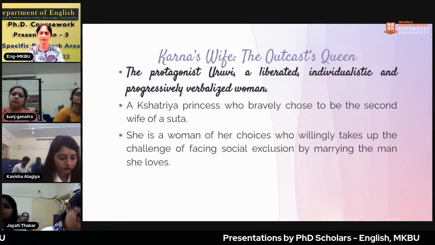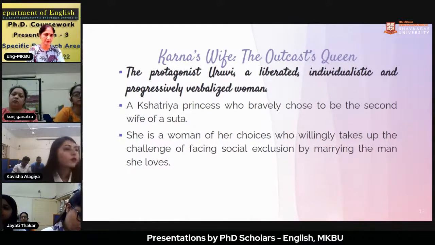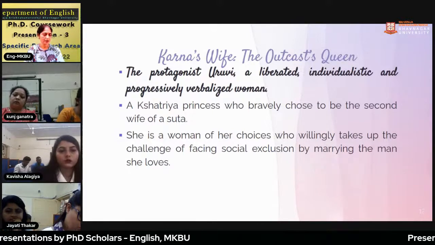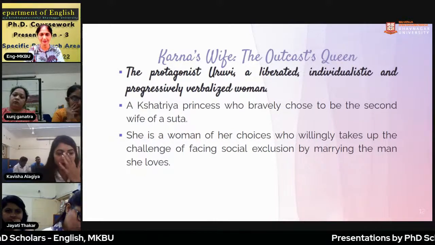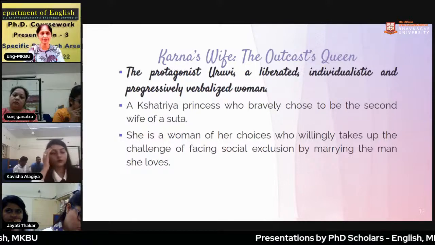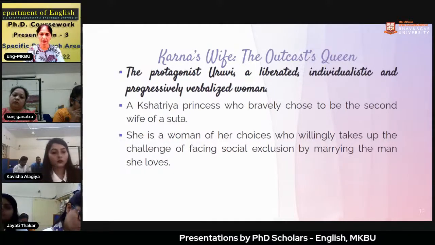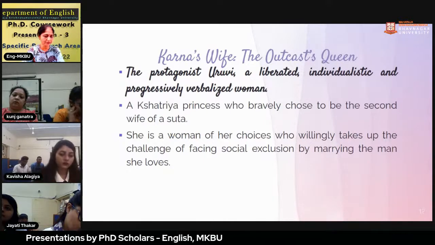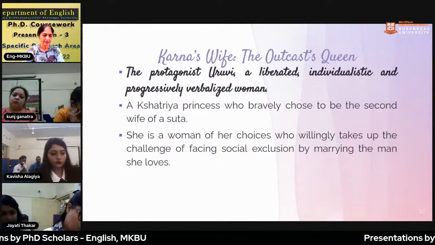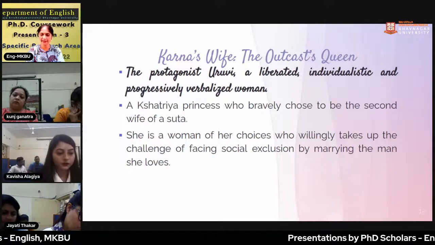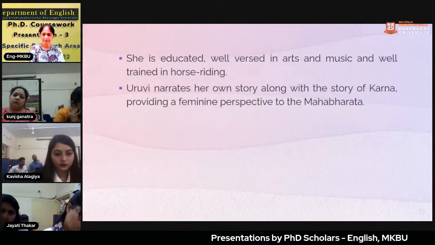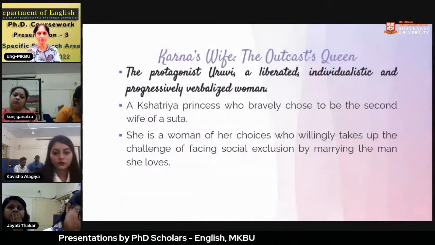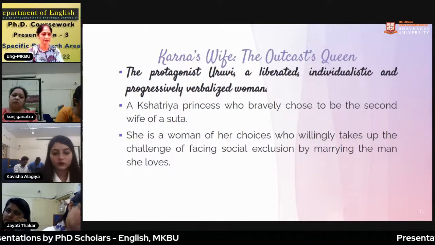Karna's Wife, the Outcast Queen is the title of one of her novels, and the protagonist is Uruvi. And what are her characteristics? How has she been projected? She is a liberated, individualistic, progressive, vocal woman. So she is presented as the empowered woman, a woman with a voice.